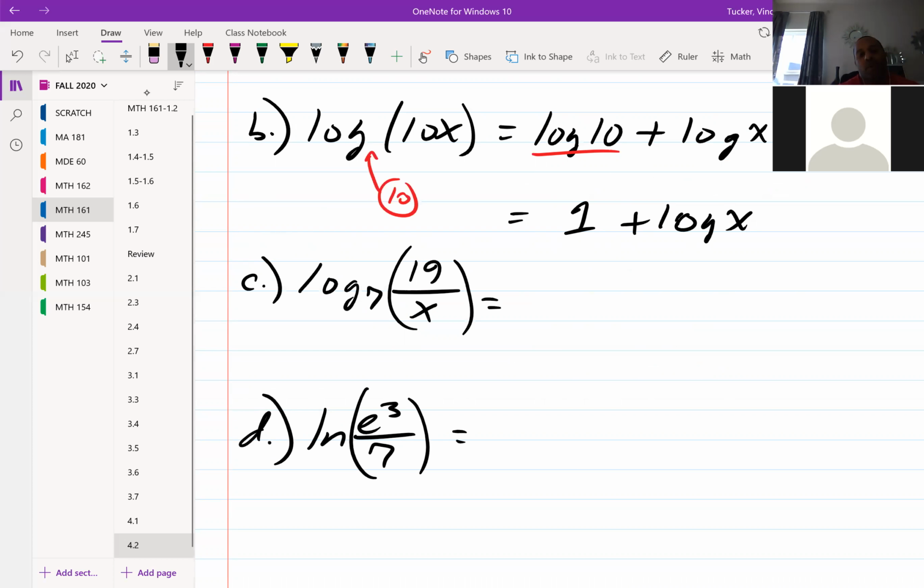All right, here we have log base 7 of 19 over x. So it's log base 7 of 19 minus log base 7 of x.